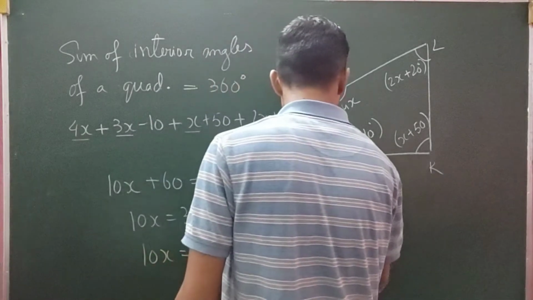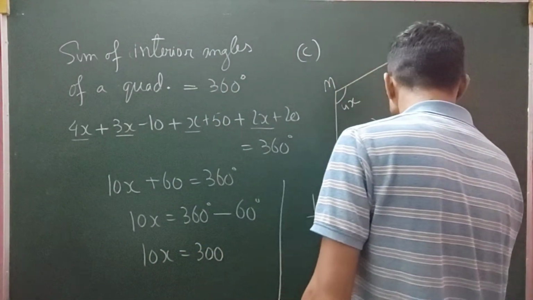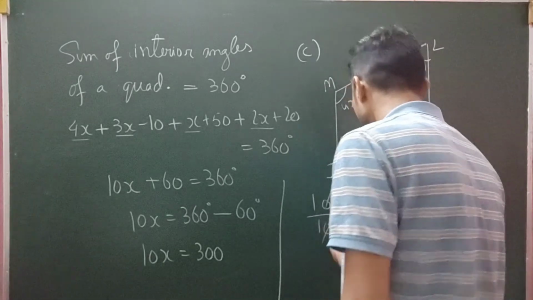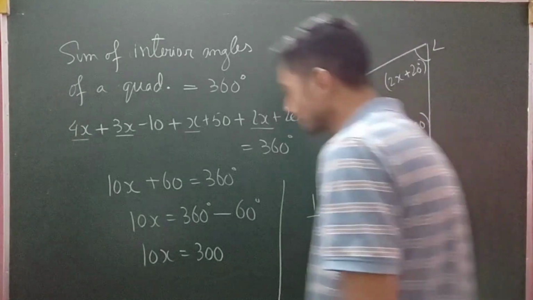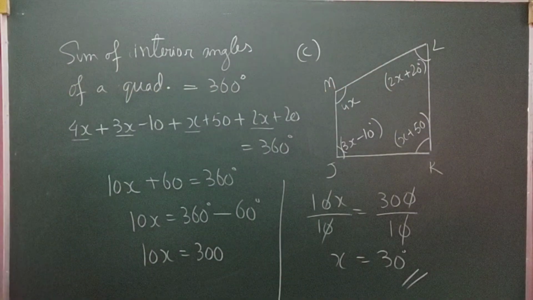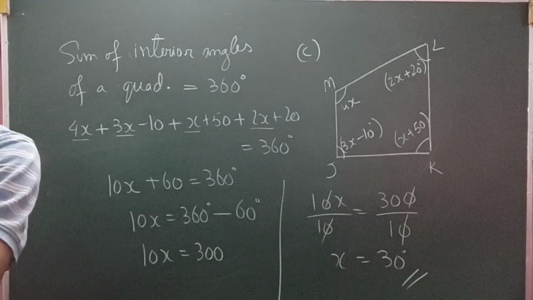So 10x, we will divide by 10. 300 divided by 10 is 10, so x is how much? 30 degrees. Okay? Alright, let's move to the next question.